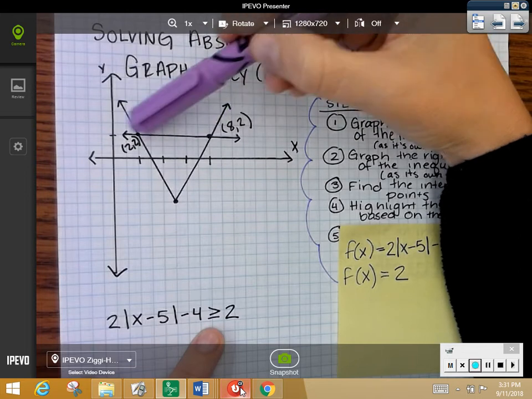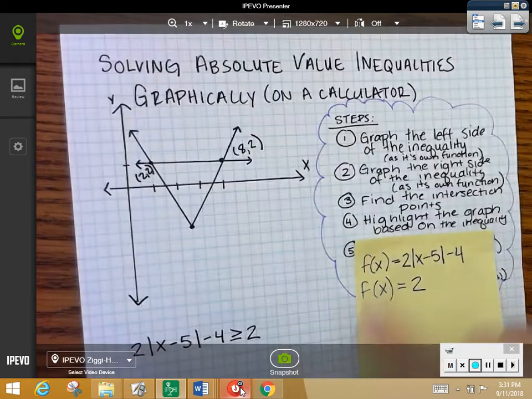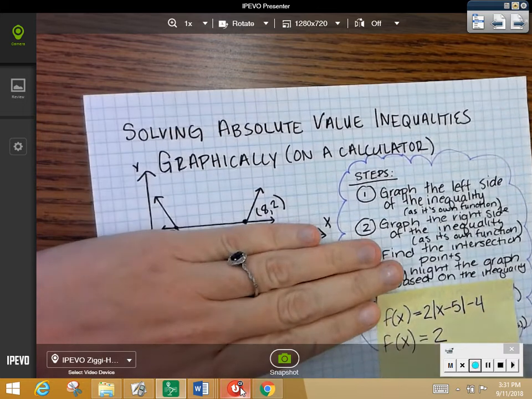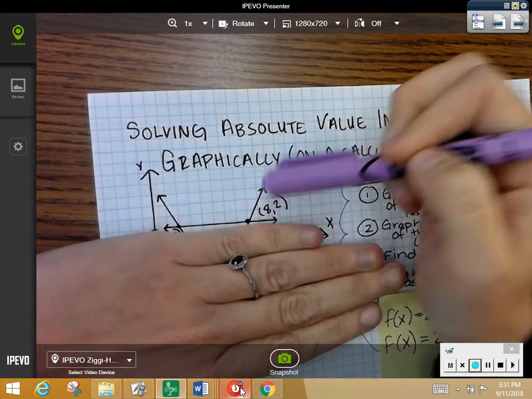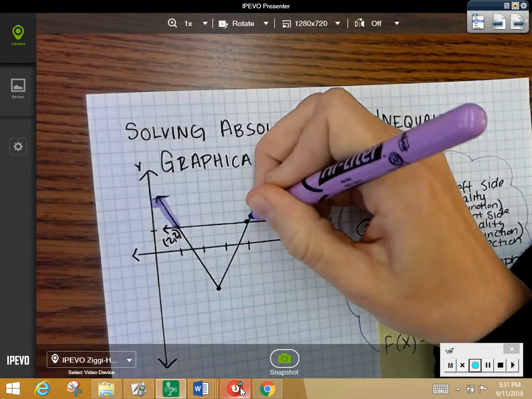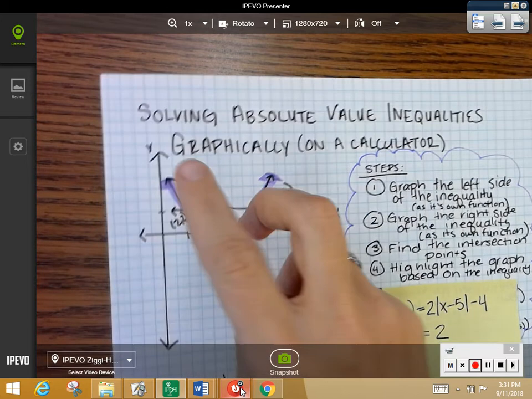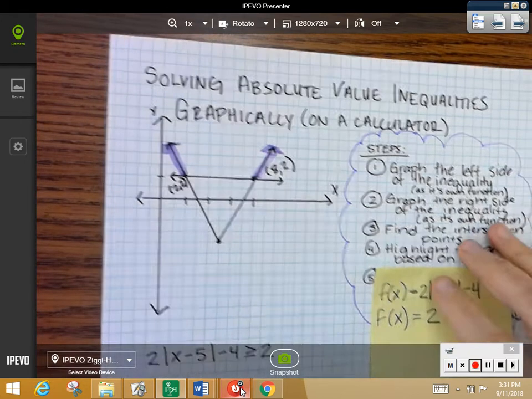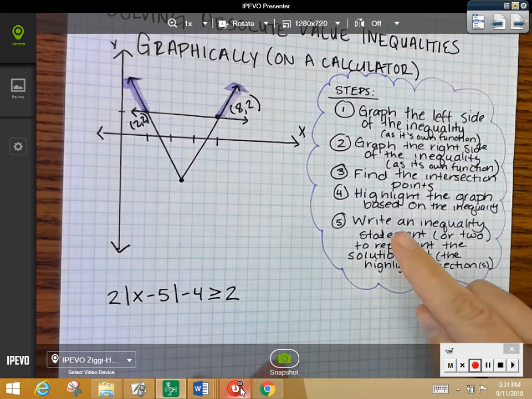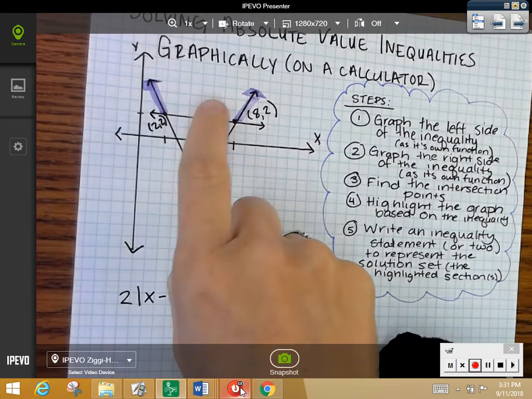This line is the line that represents 2, so where on my absolute value graph is greater than 2? Well, it's going to be above that line. So I have these 2 sections here above the line that I'm going to highlight to represent greater than 2. So I highlighted 2 separate sections of my graph right there, which means that for my final step, I need to write 2 inequality statements to represent each of these sections.